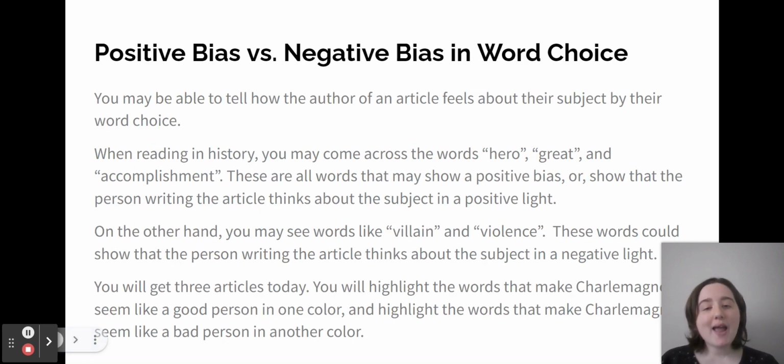There's positive bias and negative bias, and one way that you can tell this is using word choice. So you may be able to tell how the author of an article feels about their subject by their word choice. When reading in history, you may come across words like hero, great, and accomplishment. These are all words that may show a positive bias or show that the person writing the article thinks about their subject in a positive light. Can you think of any more examples of what could be a positive bias?